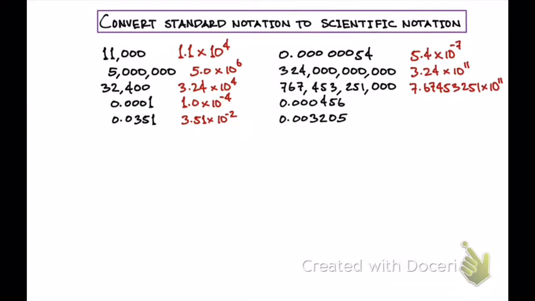All right, and the last two examples here are numbers less than 1. So you would expect them to have negative exponents. So the next one here is 4.56 times 10 to the negative 4th power. And the last one is 3.205 times 10 raised to the negative 3rd power.